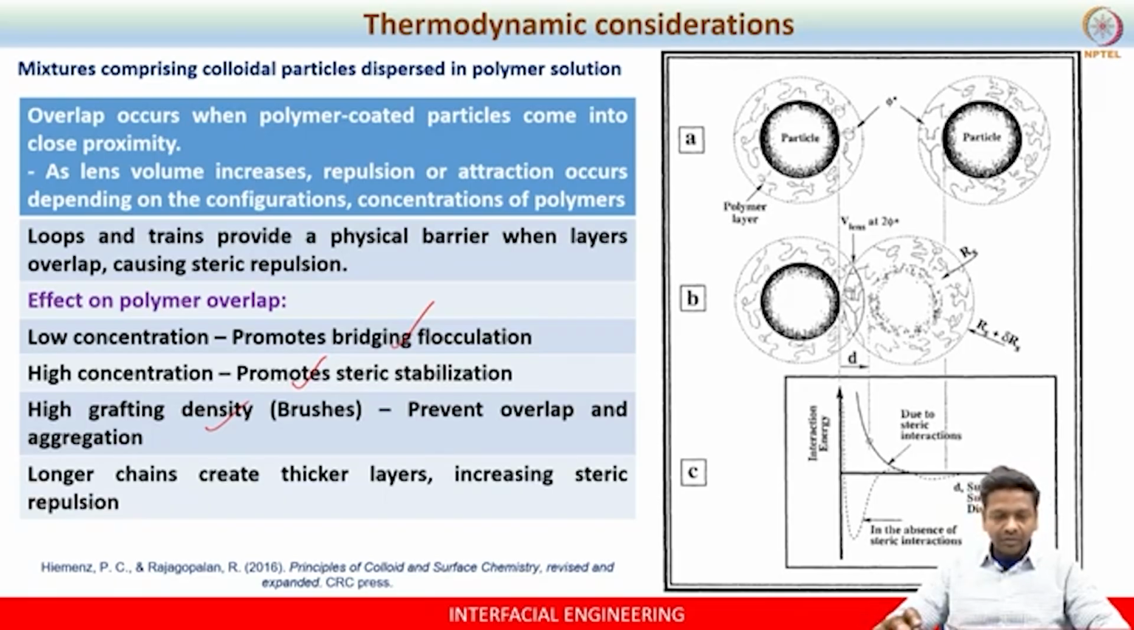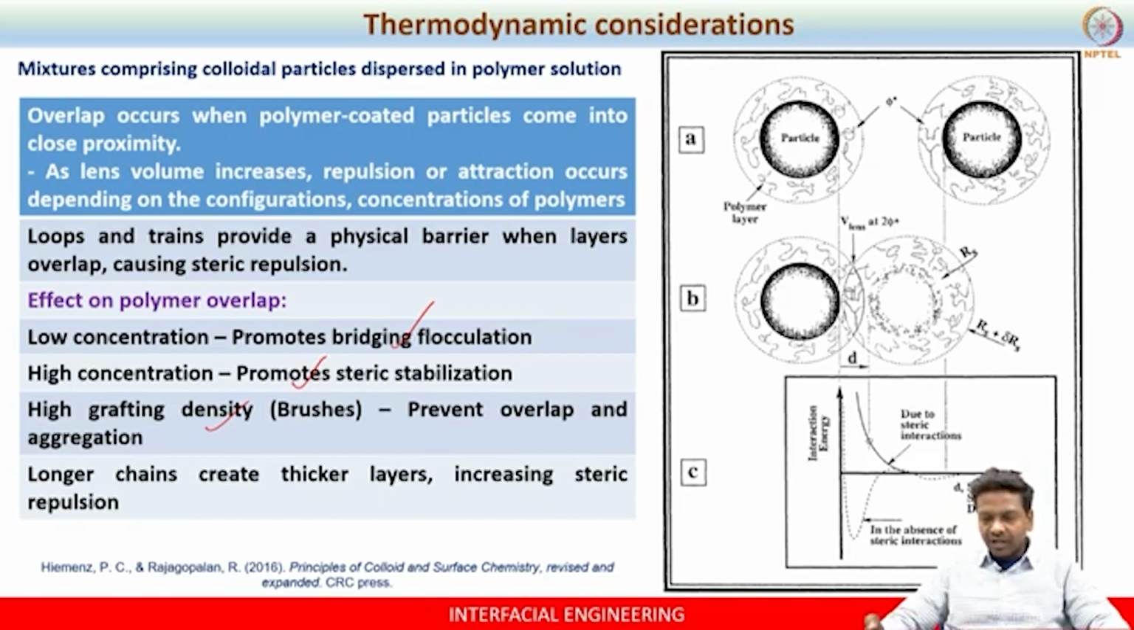Okay, right. Sometimes you can also tune the bridging flocculation by increasing the steric repulsion, by tuning the molecular weight of the polymer. So if you choose a slightly higher molecular weight polymer, the longer chains create thicker layers on the surface. This will ensure that there is more steric repulsion. In such a case, you would expect steric repulsion to be more dominant than the bridging flocculation.